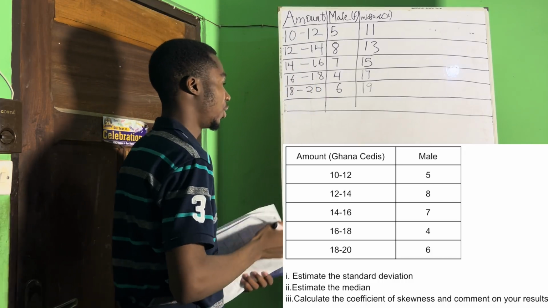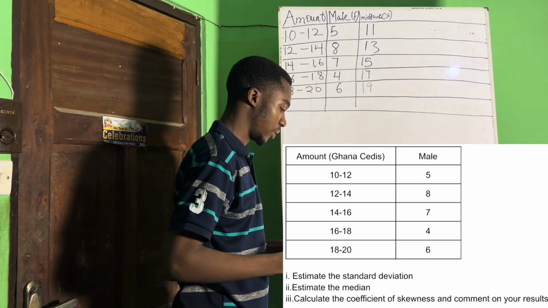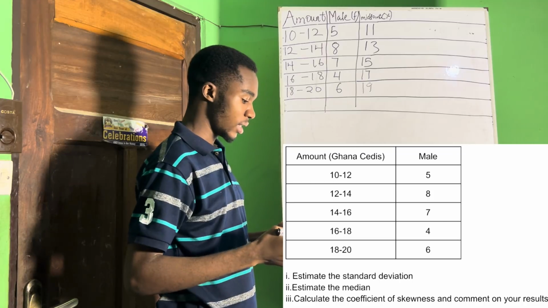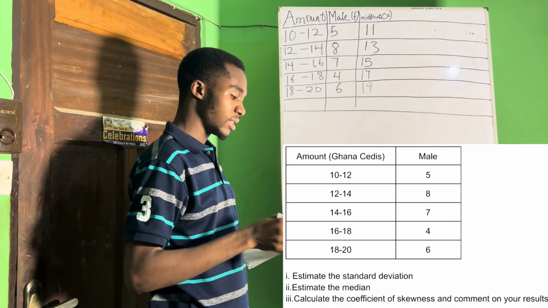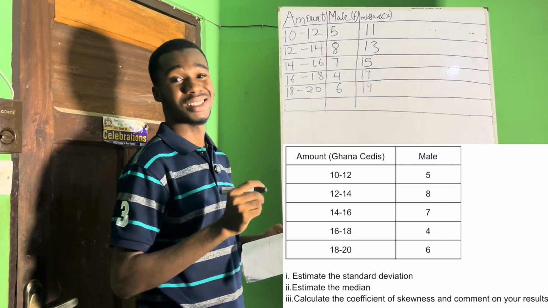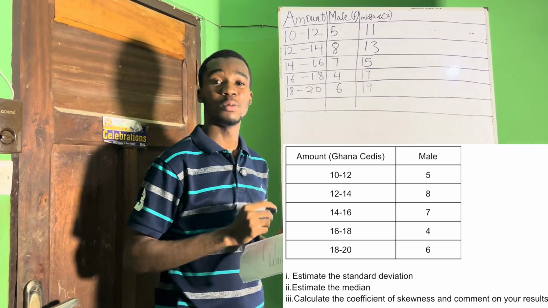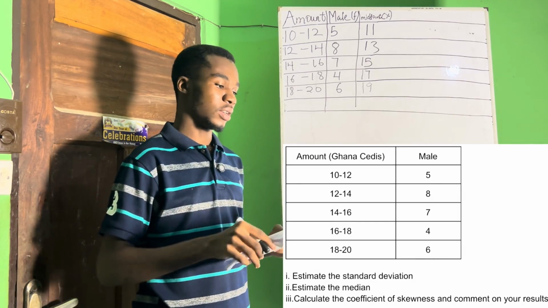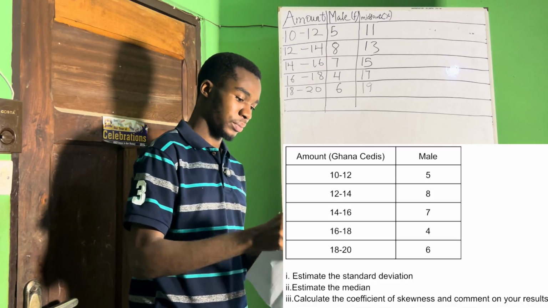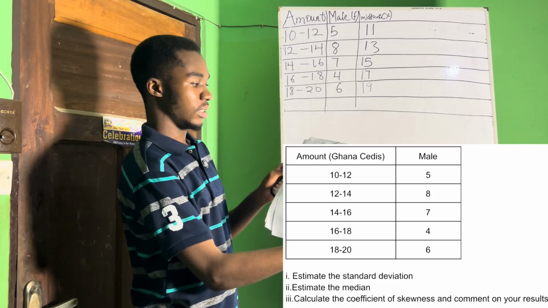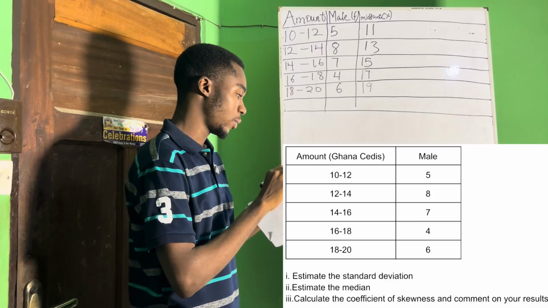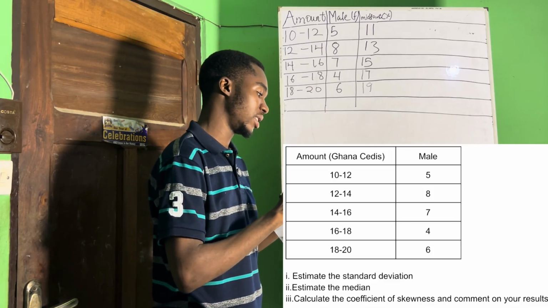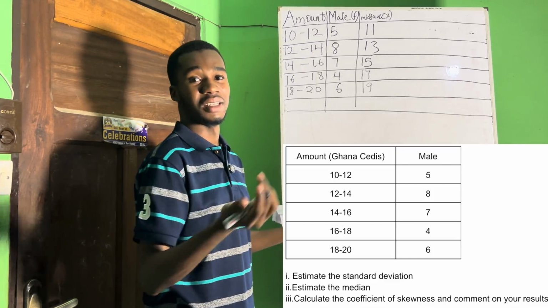Now that you found the midpoint, we can start answering the question. So the question says estimate the standard deviation. Now the standard deviation, the formula will be given to you in the formula sheet. So you don't even have to stress yourself. When you just turn the page, you can see the fourth one, they said the standard deviation is given by, then they give you the formula.